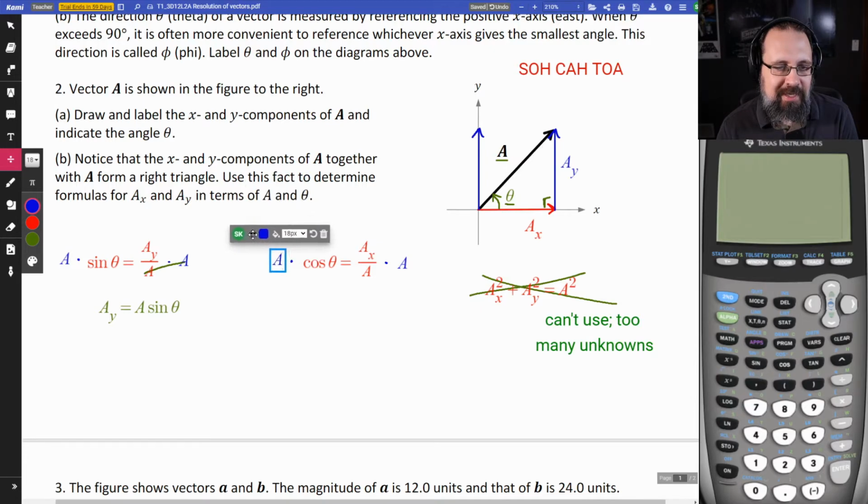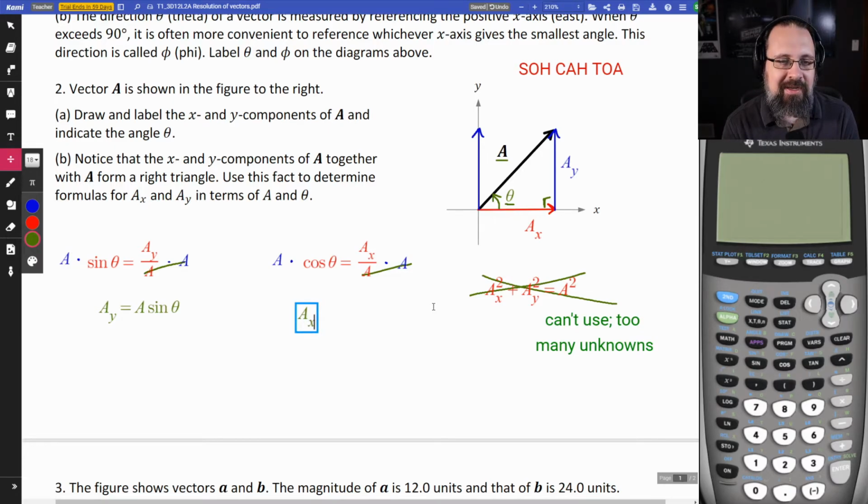If we do this, then the A's on the right-hand side will cancel out, so we've effectively moved A to the other side, and we get what AX is. So I can, in green, write this down here, that A subscript X, so the X component of vector A is just A times the cosine of the angle between them.